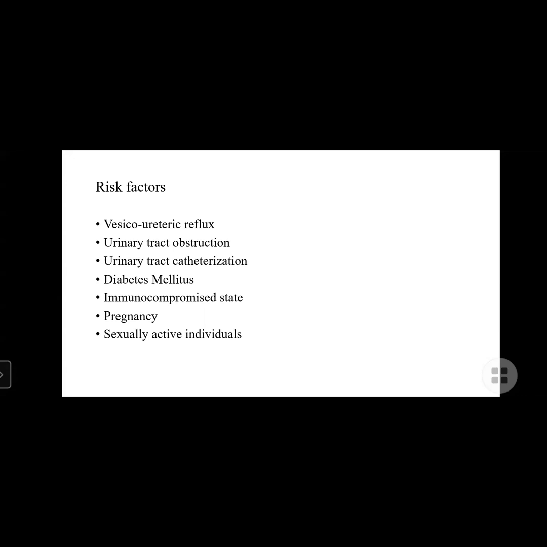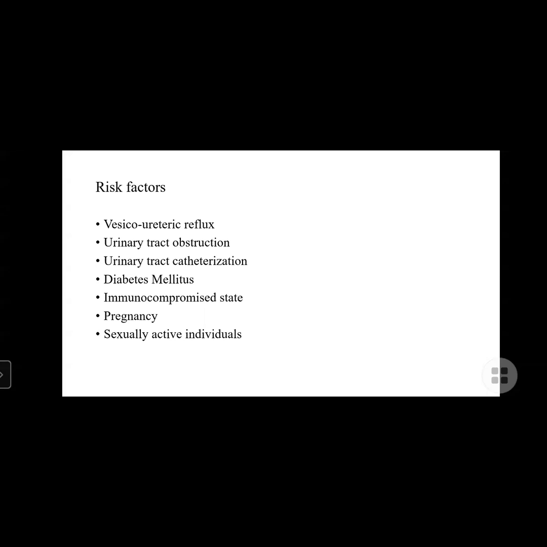The next on the list is urinary tract obstruction. So if there's anything blocking the flow of urine, for instance, if there are calculi that block the flow of urine, there's stasis of urine, which acts as a good medium for the bacteria to multiply, which can lead to acute pyelonephritis.